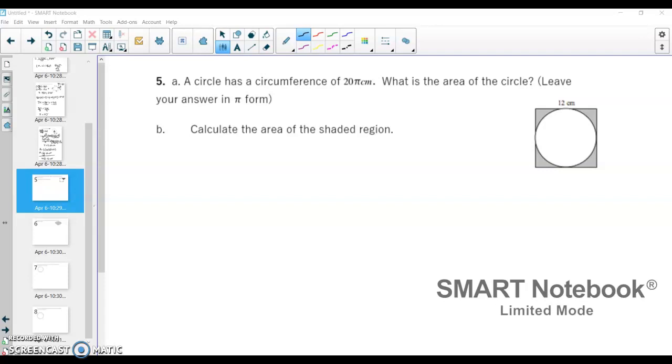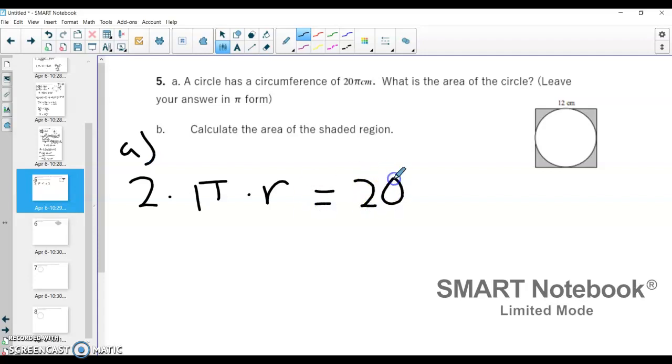And so what we're going to do is take the circumference equation, which is 2 times pi times the radius, and this is for part A. 2 times pi times the radius, the circumference equation, and we're going to set that equal to 20 pi because we know that's what the circumference equals. All right, now this is what we're going to solve. We're going to solve this for r so that we can get a radius, and once we have a radius, we can find an area.